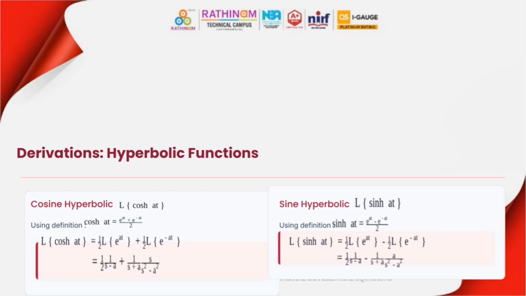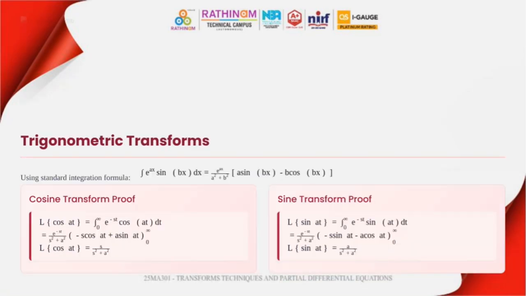Now we're diving into trigonometric transforms, specifically the sine and cosine transforms. Here, we'll walk through the proofs for both, showing how they're derived. The key tool we use is a standard integration formula, which helps us break down these transforms step by step. This foundation is crucial for understanding how these transforms work in practice and sets us up for applying them in different contexts.